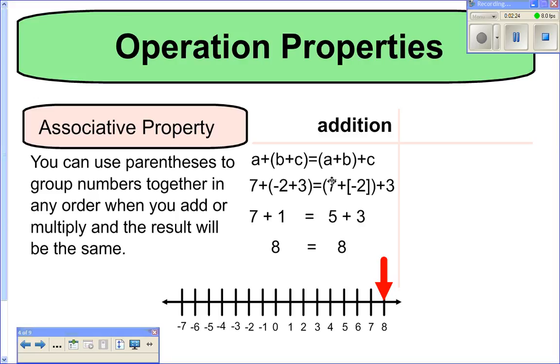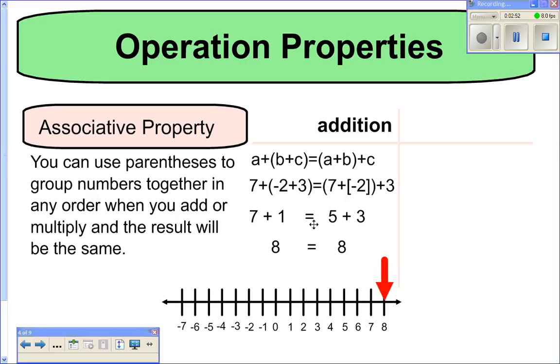Well, what if we wanted to add the first 2 numbers? If we wanted to start at 7 and add a -2, we learned before that when you're adding a negative number, it's the same as subtracting. Positive and a negative, we could change that to a negative. So 7 minus 2 will bring us to 5. And then we add that third number 3. So 5 plus 3, 1, 2, 3, brings us back to 8.